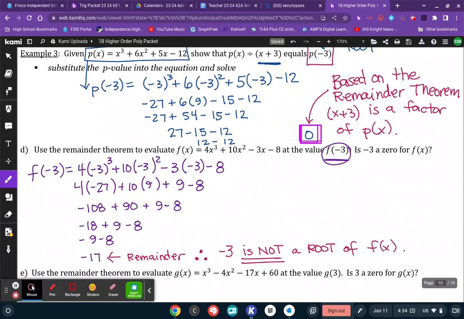And if we were asked, how do I know that? Or, what makes you say that? Give us some support, give evidence. Then it would be based on the remainder theorem.